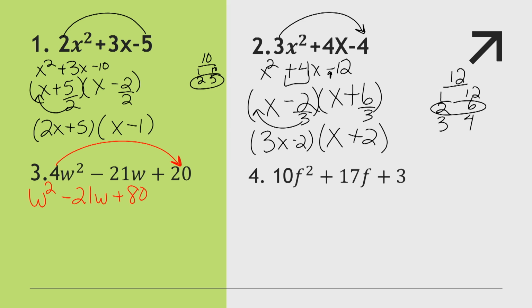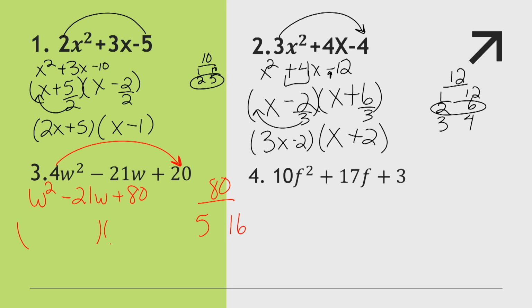Whew, Miss Killen, that's a big number. Remember what we did with our calculator. I went and I found my factors using that different feature that we just learned. So I need the factors of 80 that will add to give me a negative 21. And what did we find? 5 and 16 will, right?